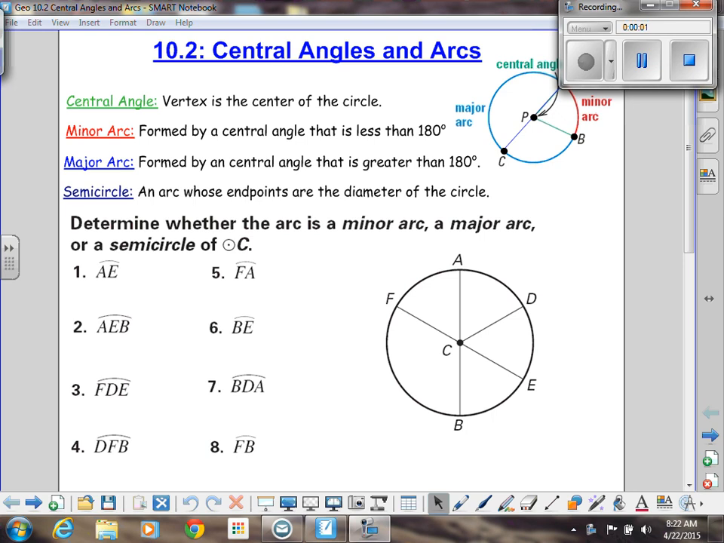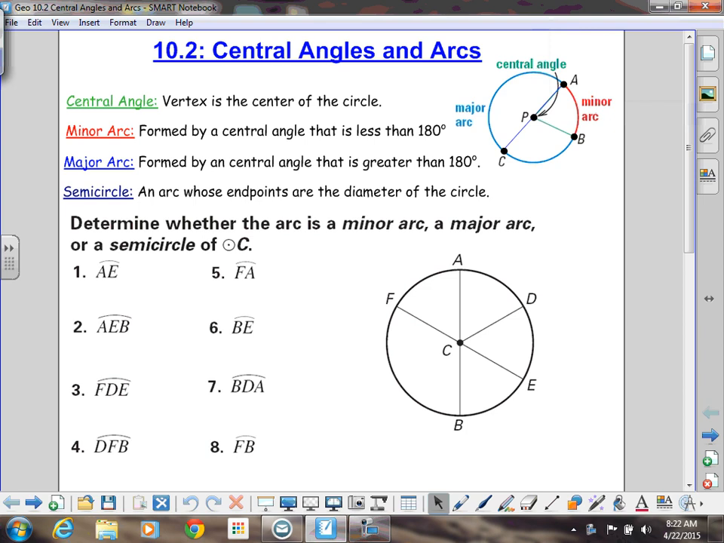All right, let's talk about central angles and arcs. First, let me remind you that in a circle, a full circle is 360 degrees. Okay, so that makes a full circle. Now, when we talk about a central angle, the vertex is going to be the center of the circle. Any angle with the vertex at the center of a circle, that's what we call the central angle.